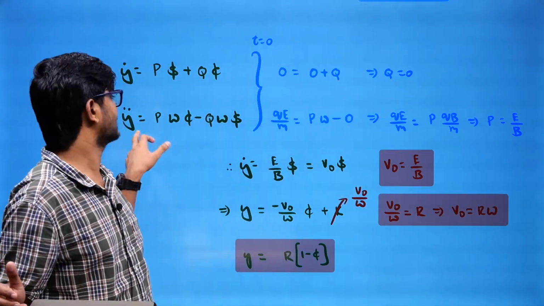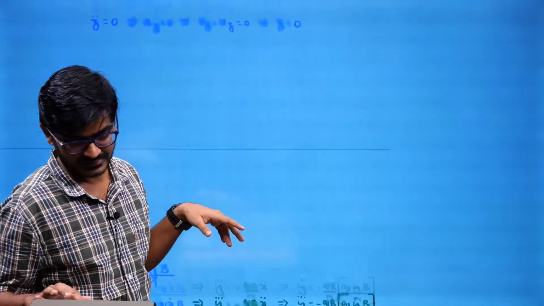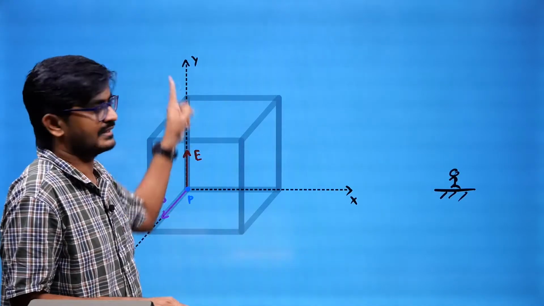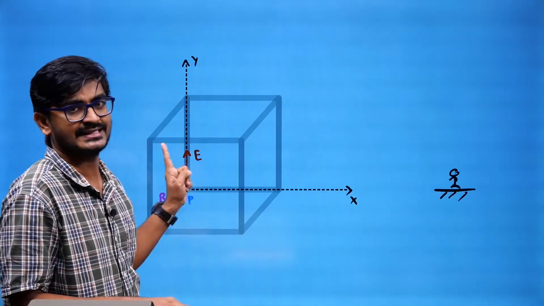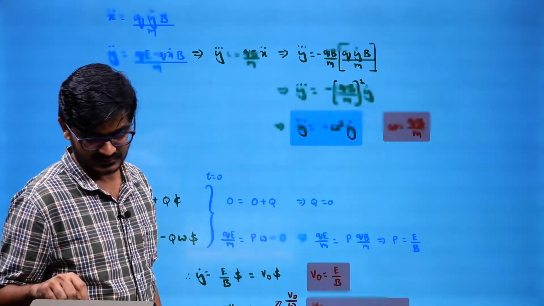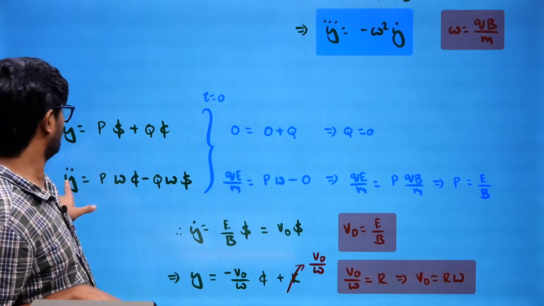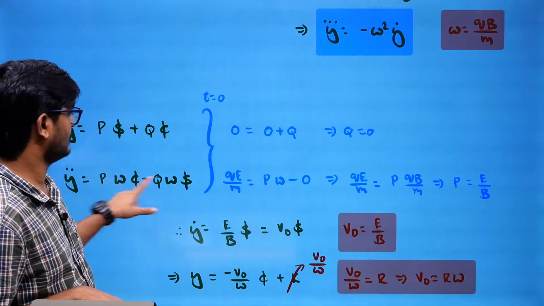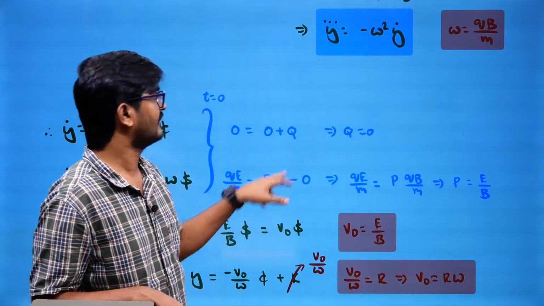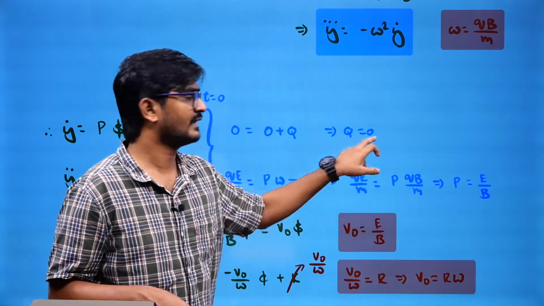Now what about the initial acceleration along y axis? What is the initial force along y axis? Which is qE. So what is the initial acceleration along y axis? qE by m. At t equal to 0, this is going to be qE by m, this is going to be p omega, and this is going to be 0. So from here I will be getting omega value as qB by m. When I substitute, I will be getting p value as E by B and q value as 0.